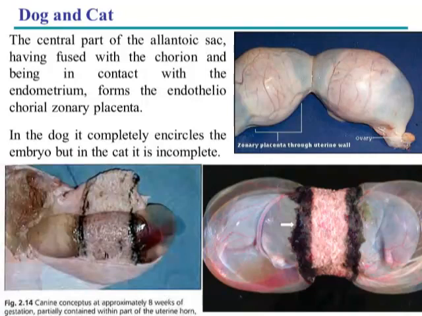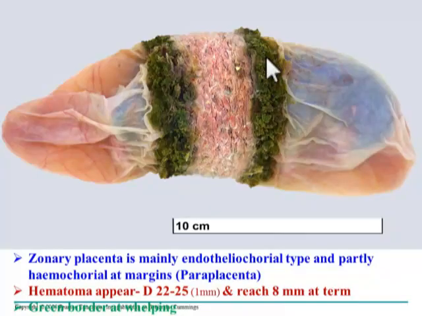In the dog, it completely encircles the embryo, but in case of cat, it is incomplete. This is the little bit of difference between dog versus cat. In the third image, you can see that this encircling band is somewhat having discoloration on the margin on both the sides, and if you zoom in on the canine fetal sac, you can see a green color margin on this Joneri placenta.